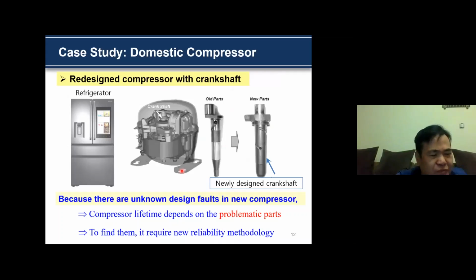And I will give you one case study. This is a refrigerator, and this is a compressor with a modified crankshaft. It consists of a lot of parts. There are design faults in the compressor design, but we don't know which part is the faulty one. The compressor lifetime depends on the parametric part, and finding them requires a new reliability methodology.